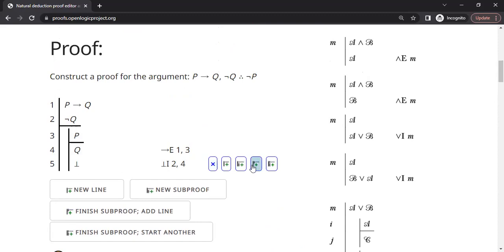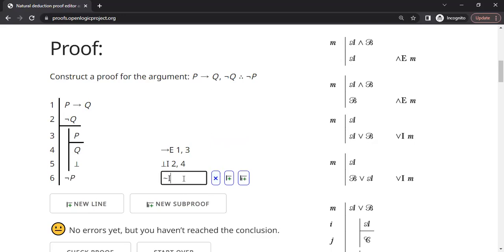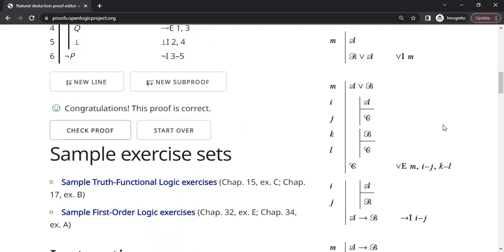Okay, so now I can go ahead and add a statement that it is not P. I have a not introduction from line number 3 to 5 reasoning. Because of line number 3 to 5, I got a contradiction. From P, Q, I end up with a contradiction. That's the reason I put 3 to 5. That means I'm introducing a not. And now let's check the proof. Yeah, we're done with the proof.